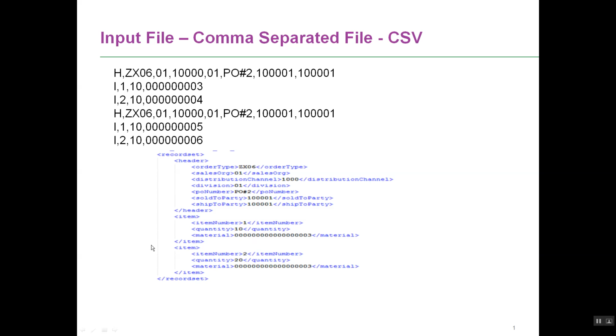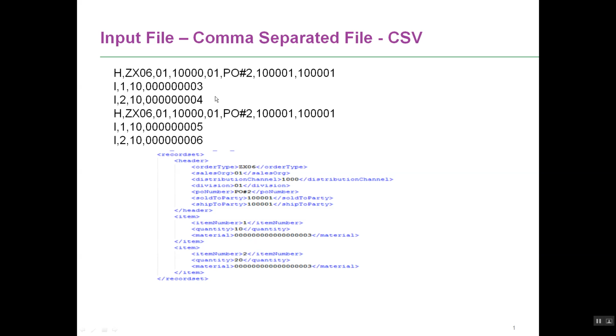Let's assume that now, instead of an XML file, the file comes as a comma separated file. If you look at it, the first record has H to indicate a header. Then you have ZX06, 01, the distribution channel, the division, the PO number, all of these fields separated by commas. And if you look at the next line, it has a field called I, standing for item, and then you have the item number, the quantity, and the material number. And in the same way again an item number, quantity, material number.